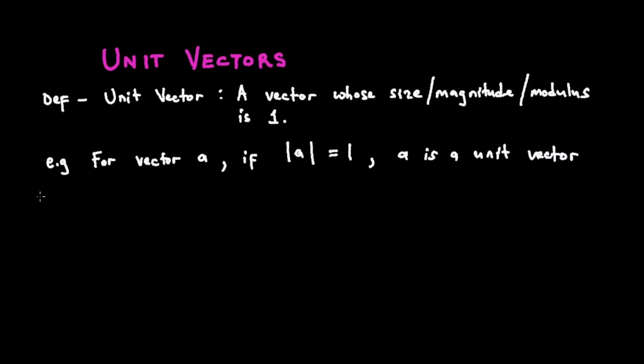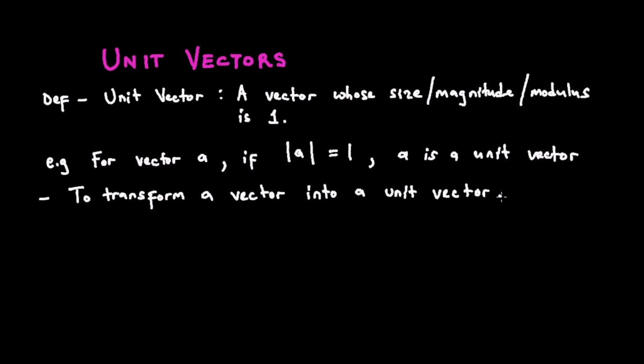Now the other thing which is equally important is knowing how we can convert ordinary vectors to a unit vector. In order for us to transform a vector into a unit vector, we use this relation. Relations in mathematics mean our equations or our formulas.